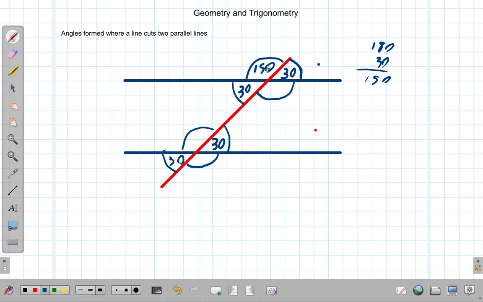So if this is 150, this corresponds to it to be 150 as well. This is vertically opposite to it. Give you 150 degrees. You have this vertically opposite to it as well, 150 degrees, right? So that's an example there. So that's what happens when you have two parallel lines which are cut by a third line.